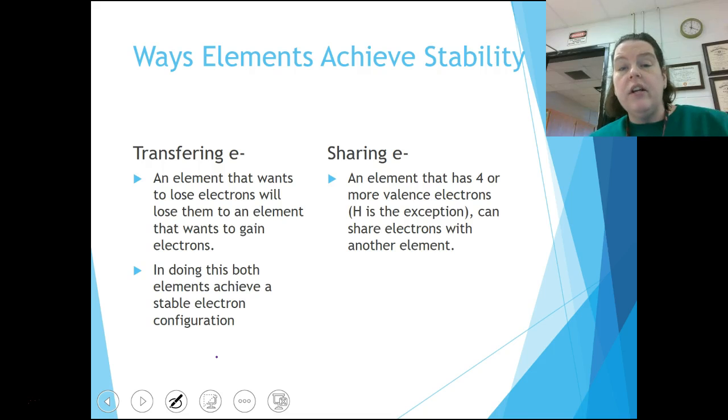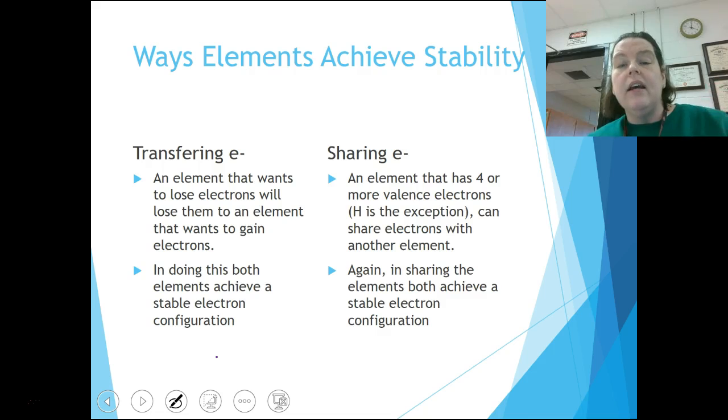In sharing, an element that has 4 or more valence electrons, these are elements that really like electrons, except for hydrogen. Hydrogen is the only one that doesn't have 4 or more. Hydrogen only has 1 valence electron, but hydrogen is a nonmetal. Again, in sharing, both elements achieve an octet or stable electron configuration.